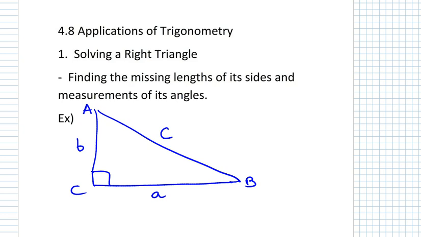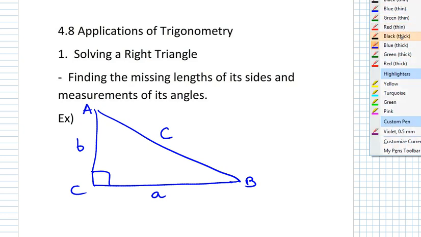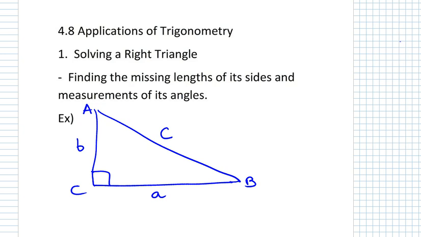All right, welcome to today's lesson on section 4.8, applications of trigonometry. Today we're going to focus in on solving a right triangle. And solving a right triangle basically means to find all the missing lengths of its sides and measurements of its angles. So if you look at a right triangle here, we label it A, B, and C.